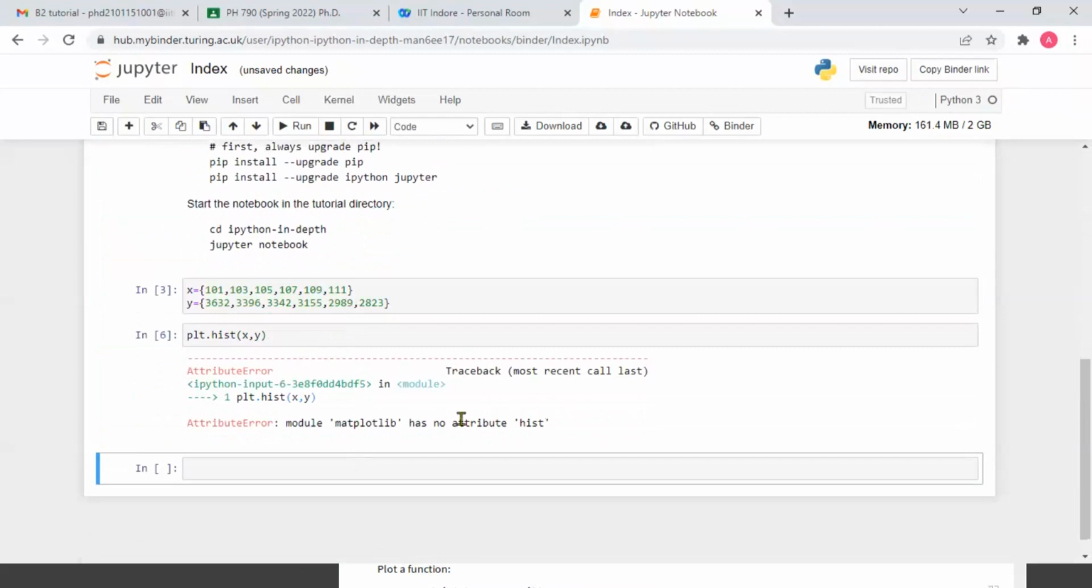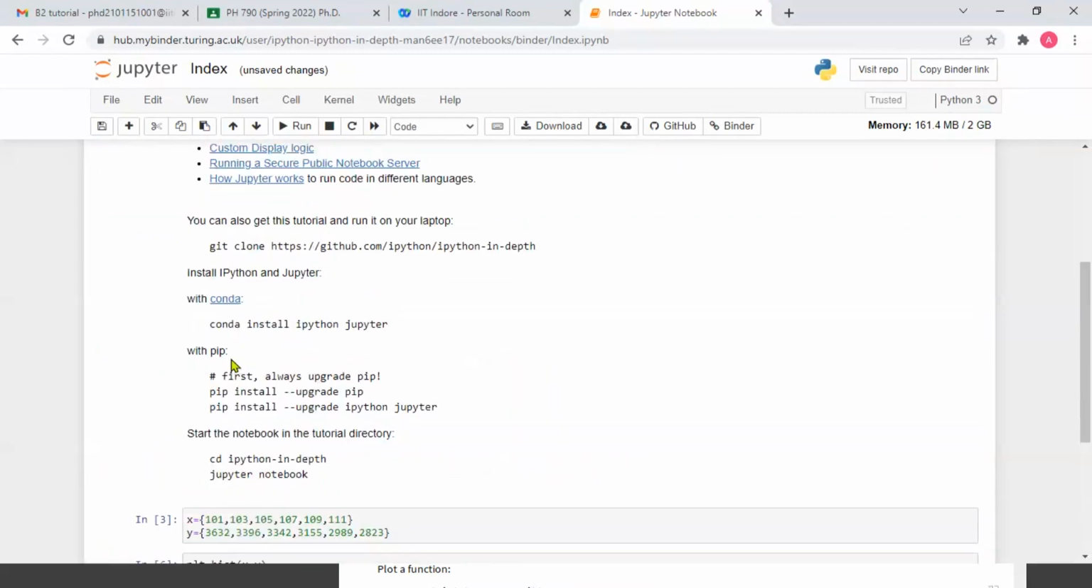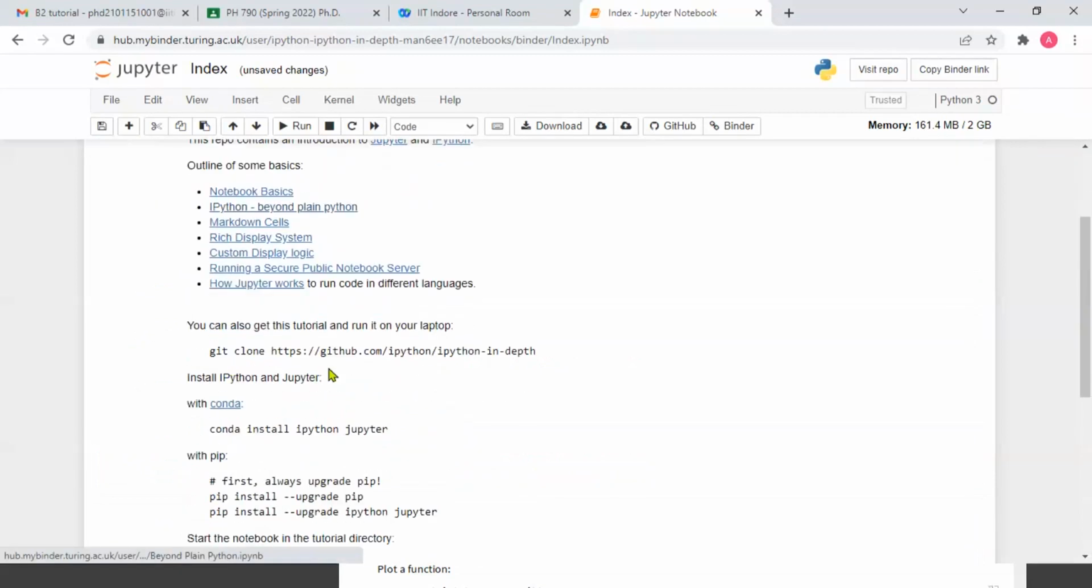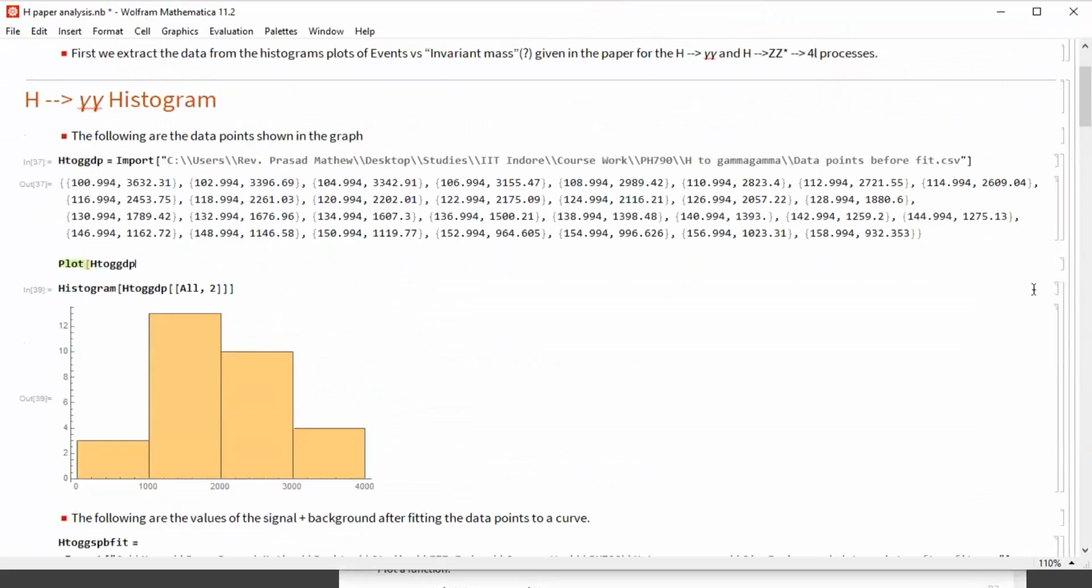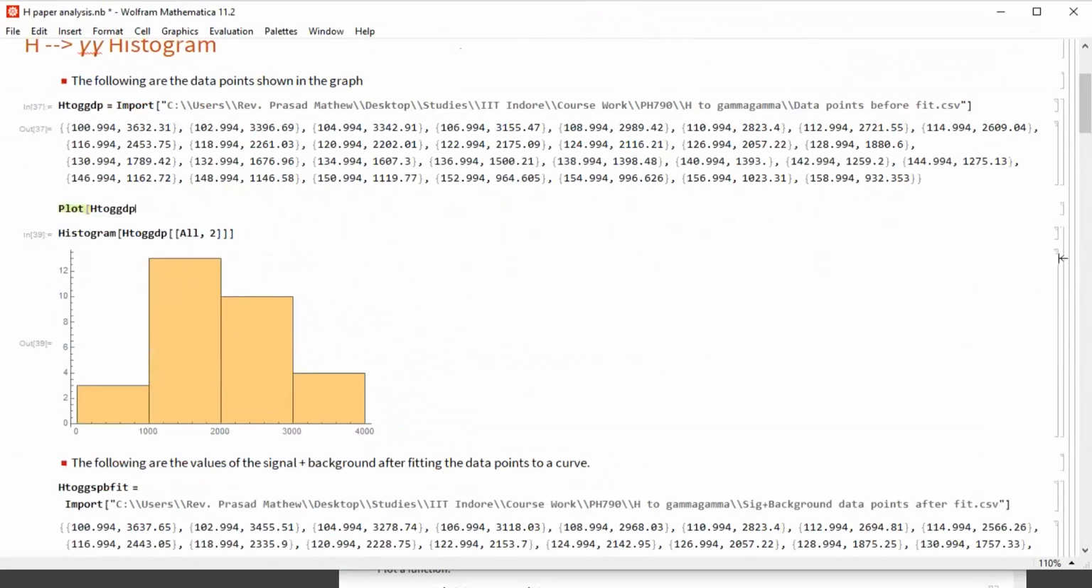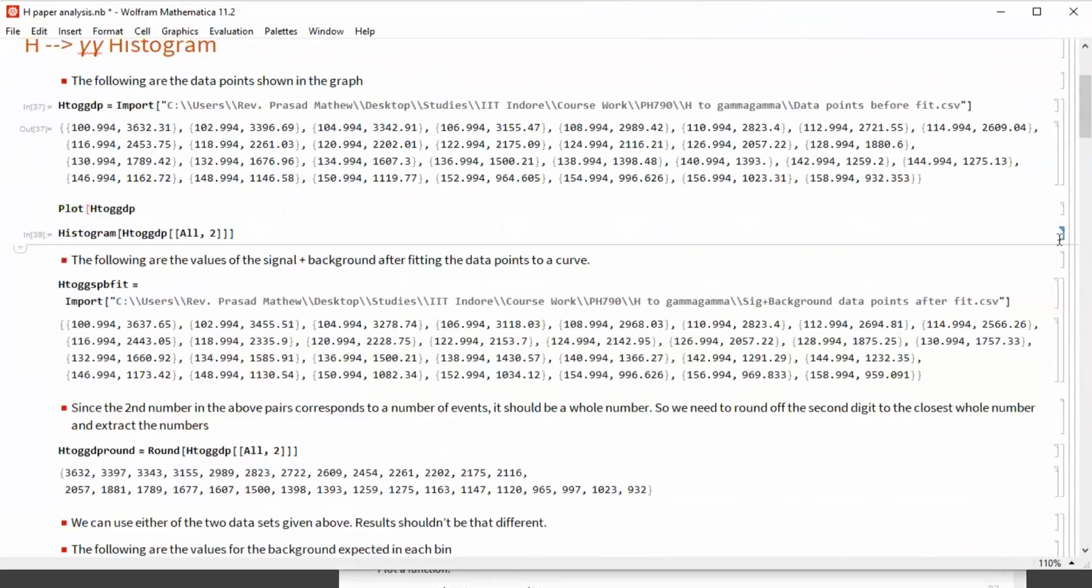There's no attribute hist. Okay, you can just share the data. I will check it later, I'm missing something. Okay, I'll go ahead and show you the remaining things, and we will fix the histogram later.